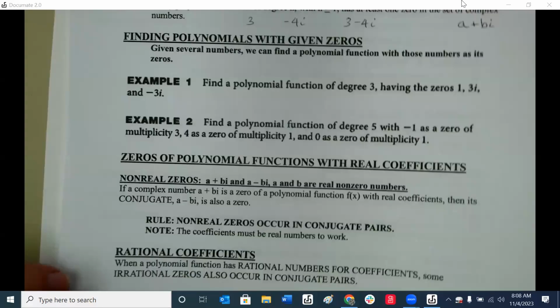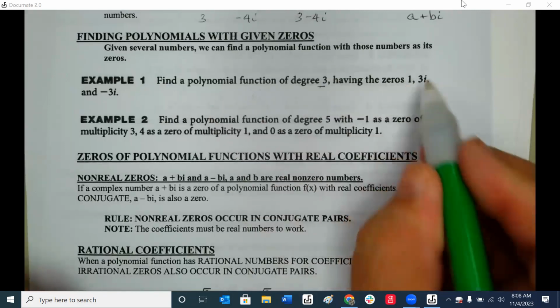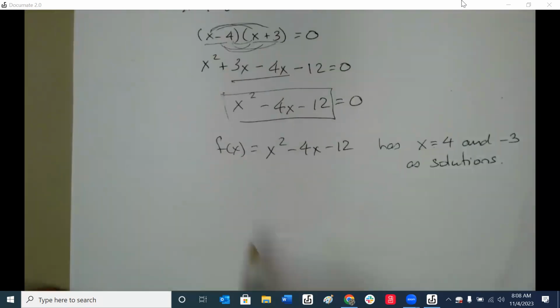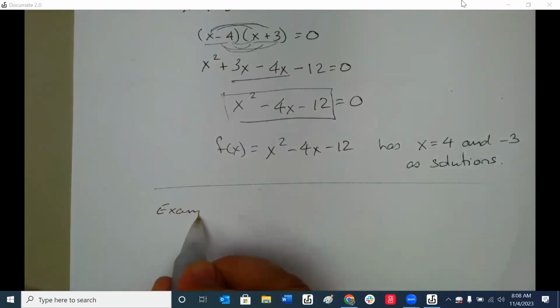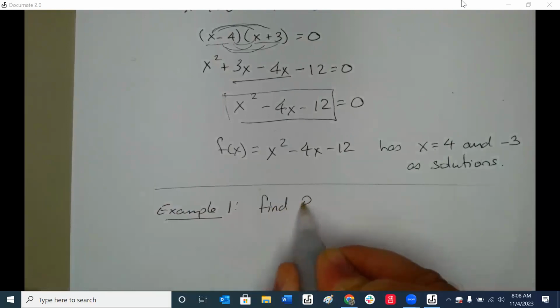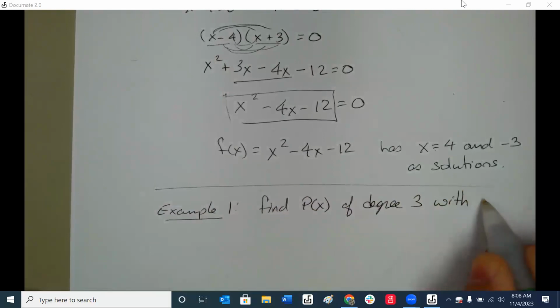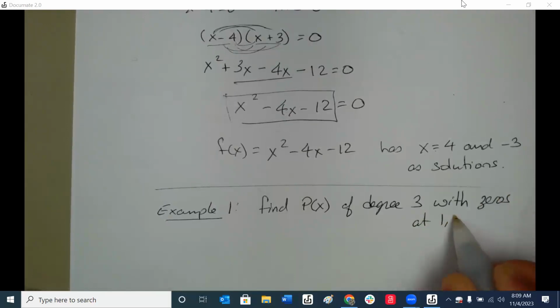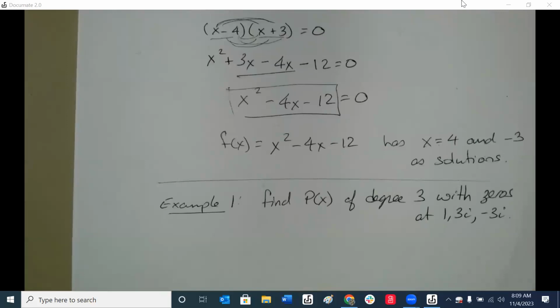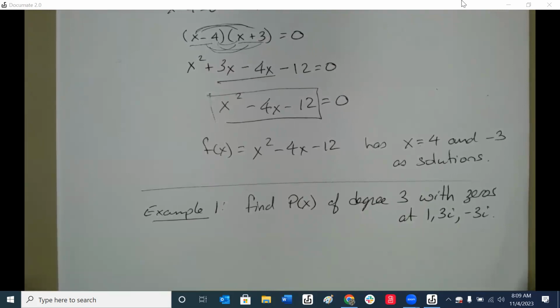Okay, example 1. Find the polynomial function of degree 3 having zeros of 1, 3i, and negative 3i. Example 1 from your sheet. That's what the question says. Again, everything in here is telling us something important. You don't have to write this down because you have it on your sheet also, but we're going to just abbreviate it.